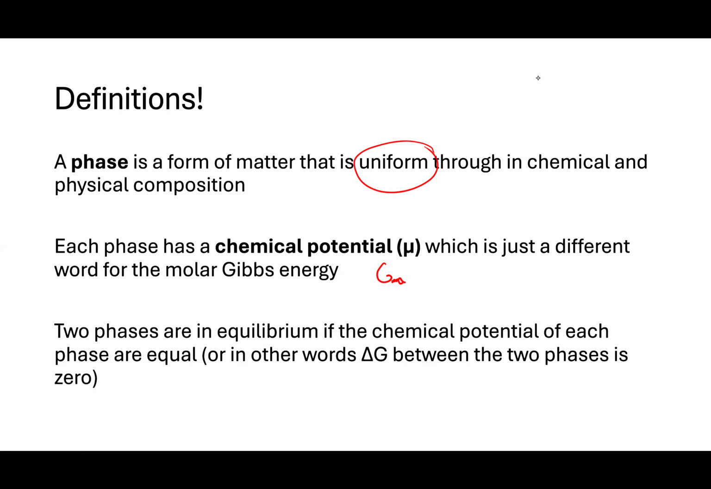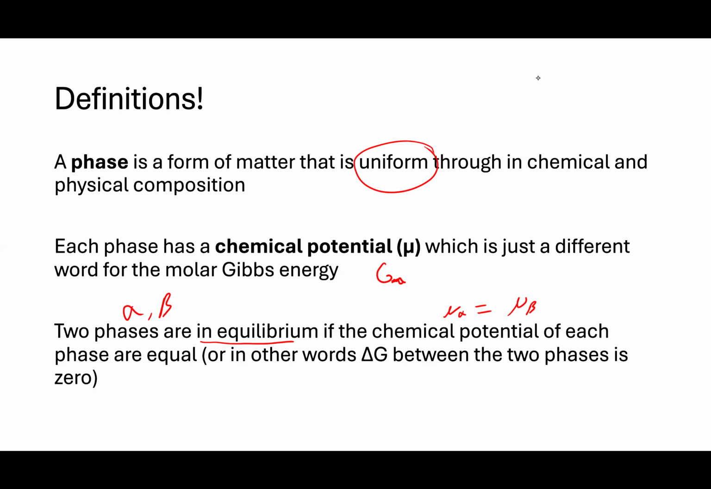If two phases are in equilibrium, then the chemical potential of each phase is equal. So if we have two phases, let's say one is alpha and one is beta, then what we're saying is that mu of alpha is equal to mu of beta. Or in other words, delta G between the two phases is going to be 0. This mu is plain old G. The difference in the G's would be 0 because they'd be equal to each other.